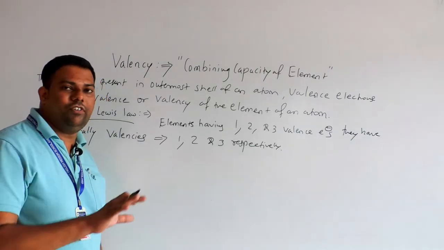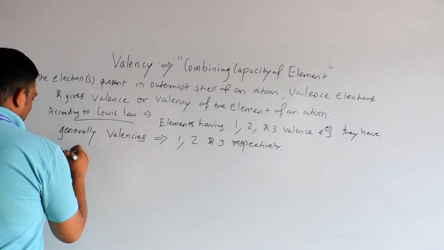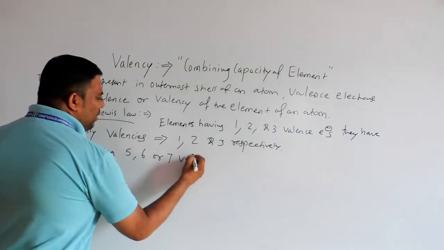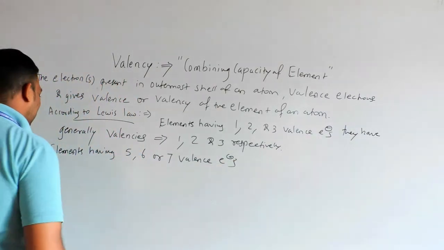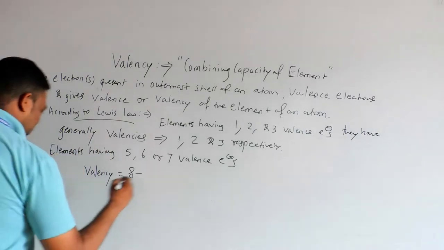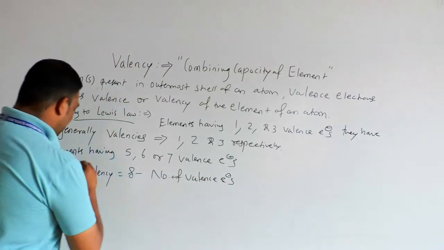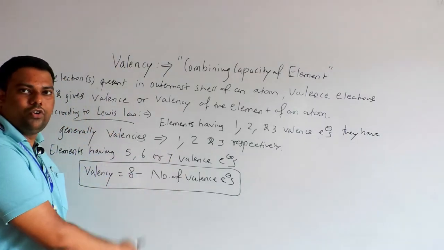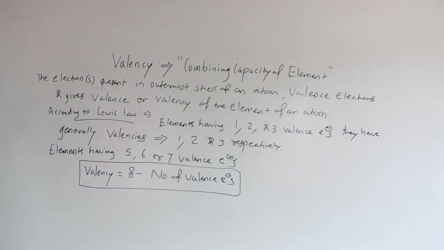Now what will happen when elements have 5, 6 and 7 valence electrons? See here, elements having 5, 6 or 7 valence electrons have valences that we will see with the help of one formula. Valency is equal to 8 minus the number of valence electrons. At the time when valence electrons are 5, 6 or 7, we have to use this formula, 8 minus number of valence electrons.